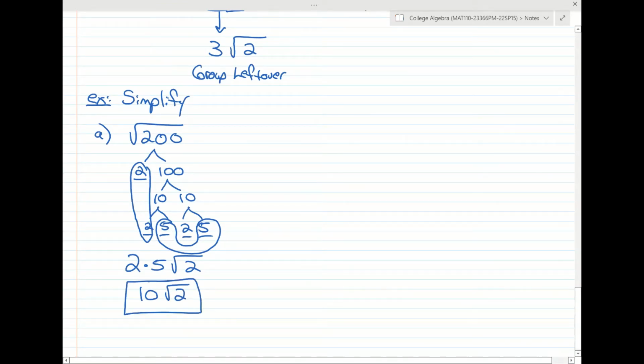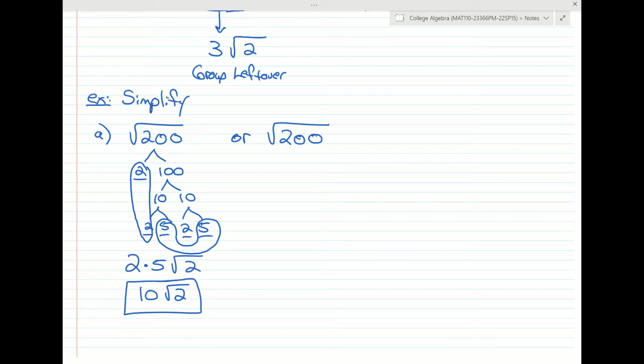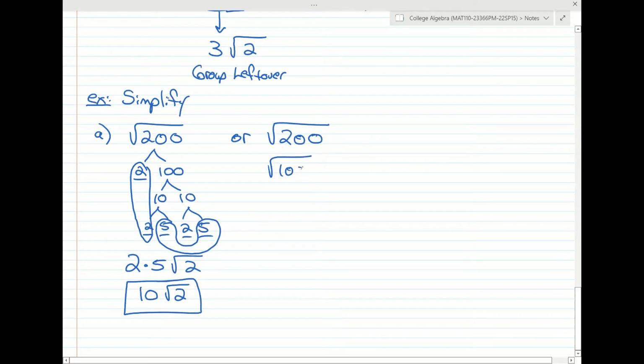That way works all the time. No matter what we do, the prime factorization tree always works. Another way we could do this is, does anyone see a perfect square that you could divide into 200? So you could divide by 25, but there's actually a bigger one that goes into that. 100, right? So this we could write as the square root of 100 times the square root of 2. The square root of 100 is just 10, so 10 root 2. You get the same answer. It's a little quicker, but it's a little more advanced to do it that way.